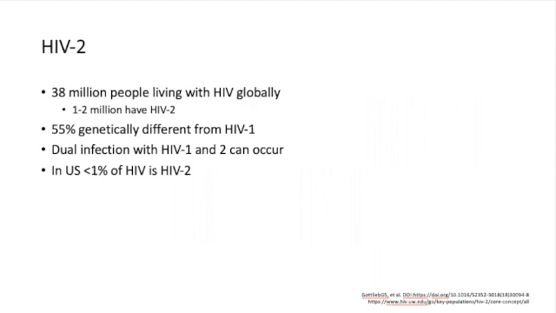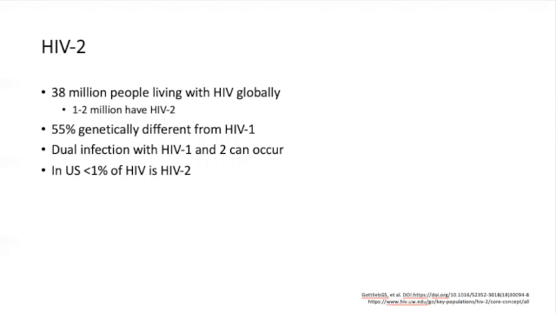So first, let's just summarize HIV-2. I know that this is information a lot of people in this audience are aware of, but especially for our newer learners, it's pertinent. So there are 38 million people living with HIV in the world, and it's estimated that about 1 to 2 million of those have HIV-2. Now, note that this is thought to be an underestimate.